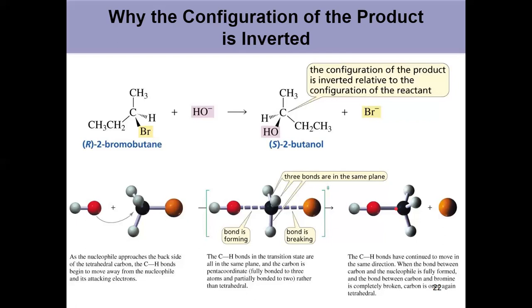So you see that it has inverted its configuration. You can think about it like an umbrella popping in and out here. Inversion of configuration for an SN2 reaction: if you're R, you get S. If you were S, you would go to R. Inversion of configuration, you may also see that referred to as a Walden inversion.